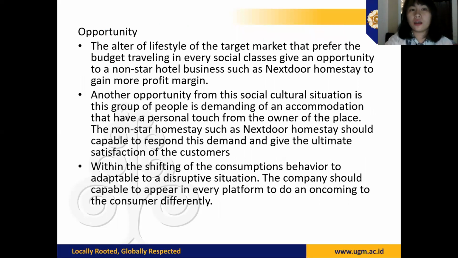The opportunity there: with the altered lifestyle of the target market, they prefer budget traveling, which is very suitable for Nextdoor Homestay because it is budget accommodation with a cheap price. Another opportunity from this social cultural situation is the demand for accommodation with a personal touch from the owner, which also suits Nextdoor Homestay because they have the personal touch of the owner. And the third opportunity is the shifting of consumption behavior to being adaptable in the disruptive situation.